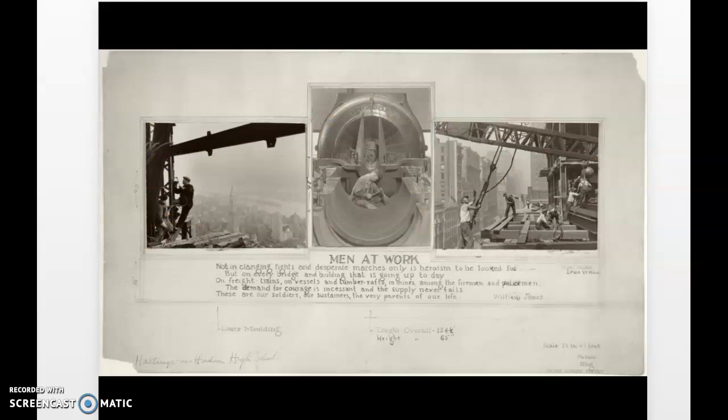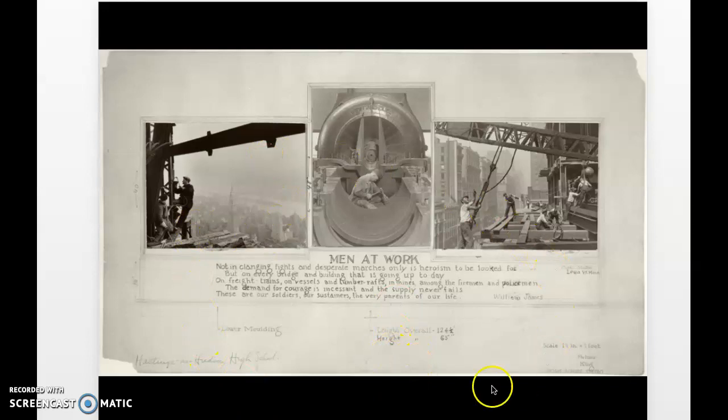Just to show you some examples of different types. This is hand printed in pencil with photographs. So it's the idea of people at work. It says, not in clanging fights and desperate marches only is heroism to be looked for, but on every bridge and building that is going up today. So it's about people's labor being heroic in New York City.